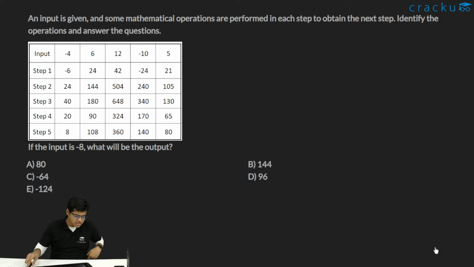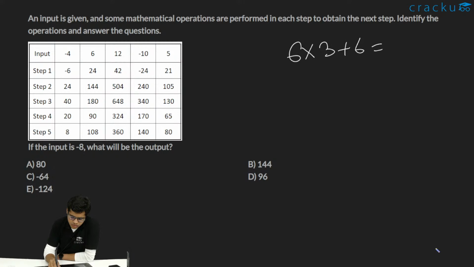So let's see the pattern, what is happening here. An input is given and some mathematical operations are performed, as we know. -4 is getting -6. 6 is getting converted to 24. 12 is getting converted to 42. -10 is getting -24. 6 into 3 plus 6 is 24.